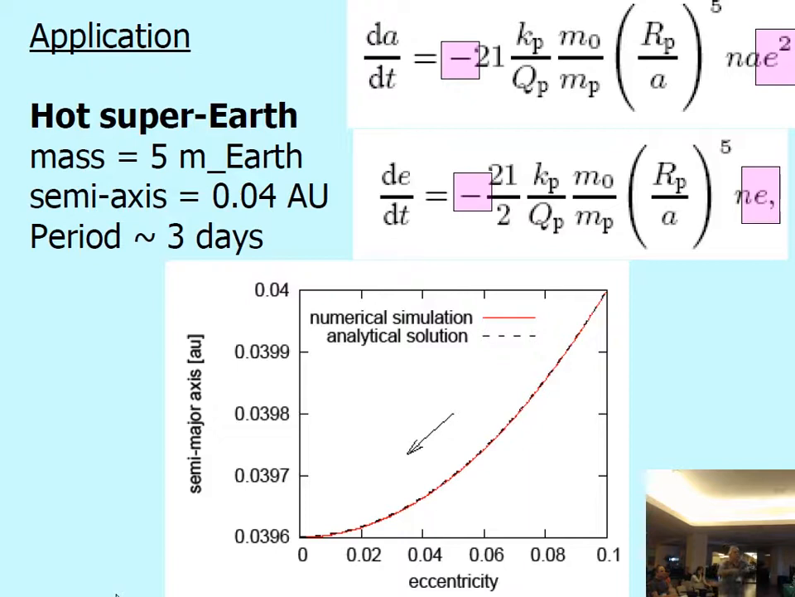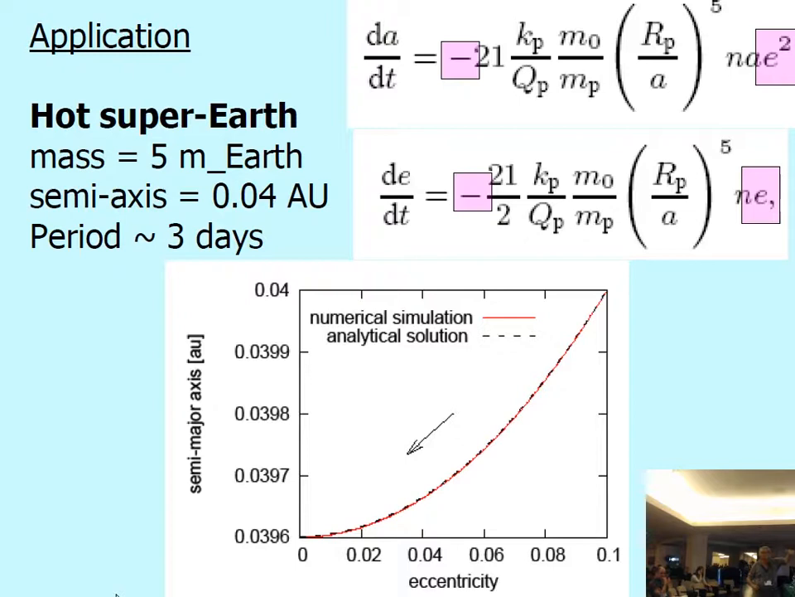Look at the equations. The equations have a binary sign here, and they have the eccentricity here and the square eccentricity here. So both depend on the existence of the eccentricity. When I study what happens, here is the semi-major axis, here is the eccentricity. The variation in time is along this line from right to left. So the semi-major axis is decreasing and the eccentricity is decreasing.